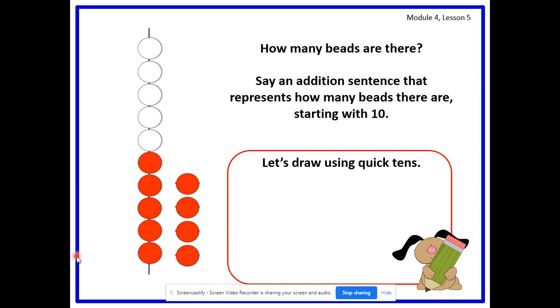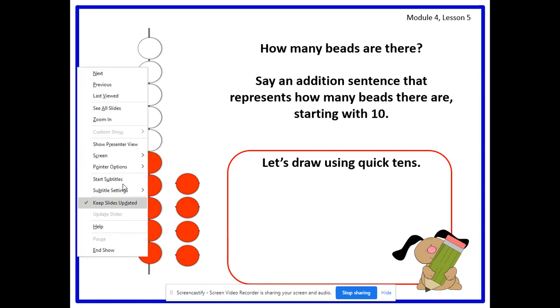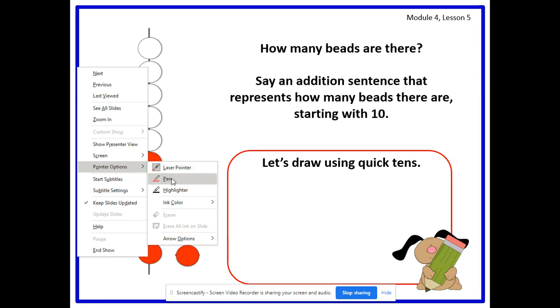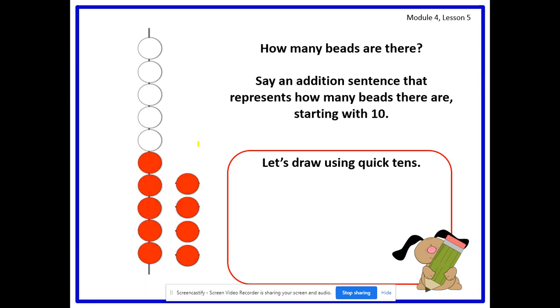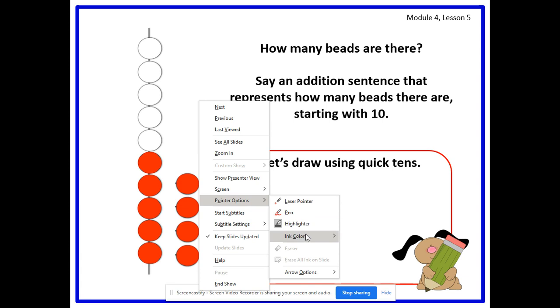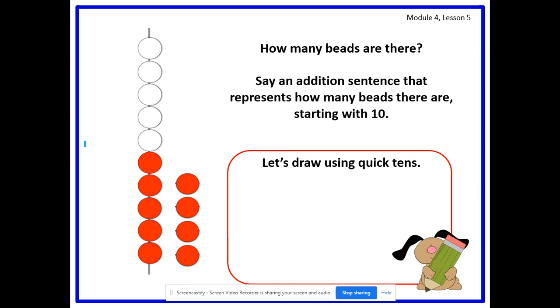Look at my picture. How many beads are there? Yes, we have 14 beads. Now, I am going to show you a trick. Are you ready? First, tell me an addition sentence that represents how many beads there are, starting with 10. You should have said 10 plus 4 equals 14.